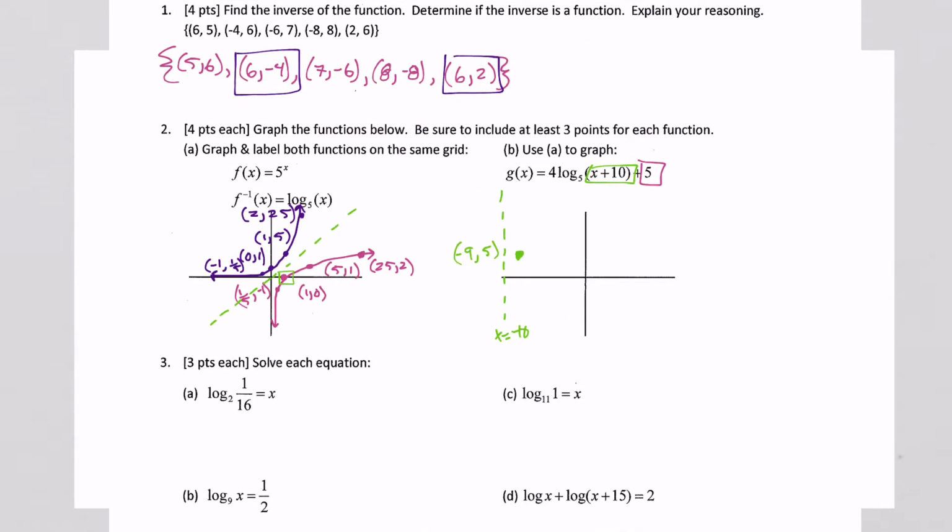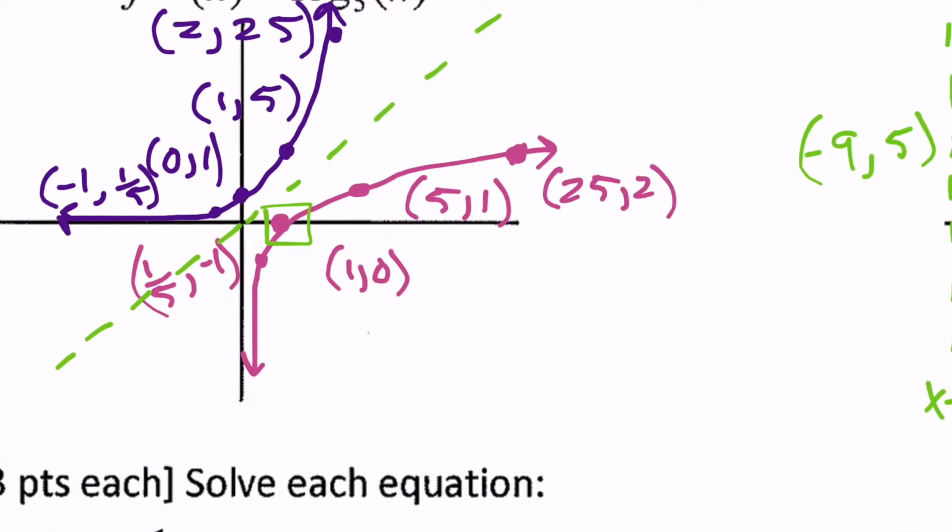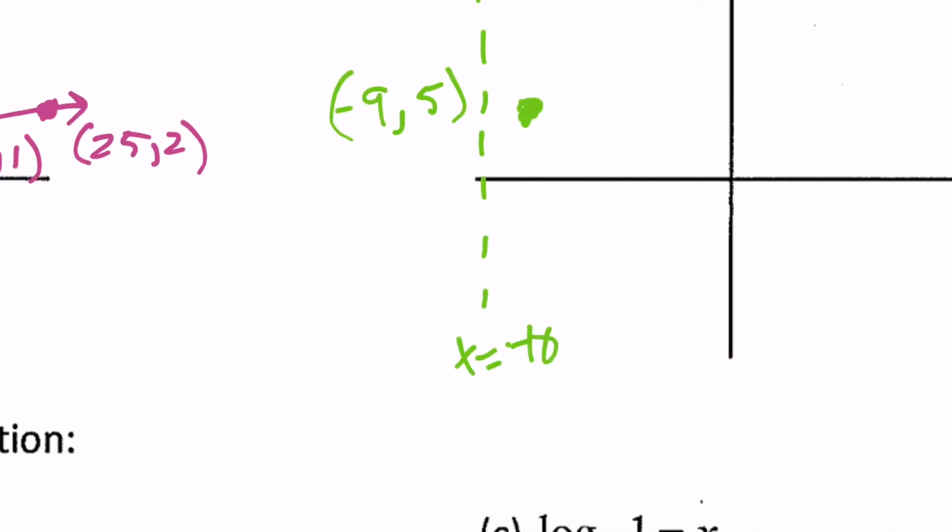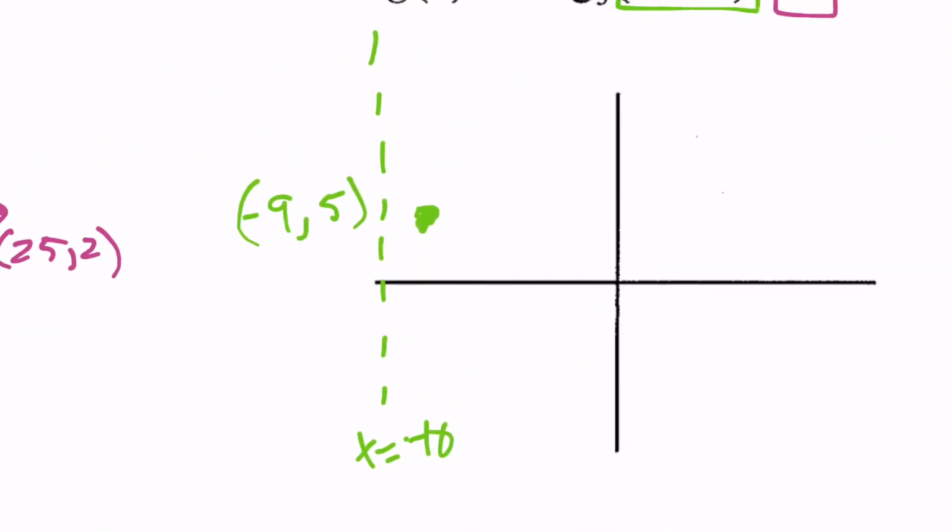Okay, well, how do I do the other points? Well, what's nice is that all of these x distances between the points, so like that x distance right there, it's going to remain the same. So from 1, I went to 5, so I went over 4. So my next point is also going to go over 4. So if it's over 4 from -9, it's now at -5.